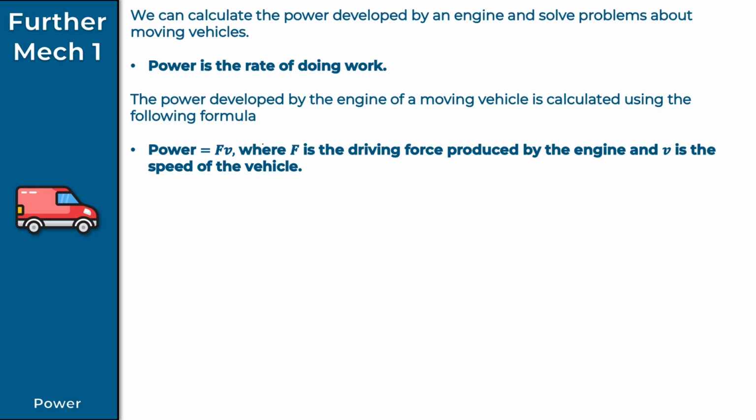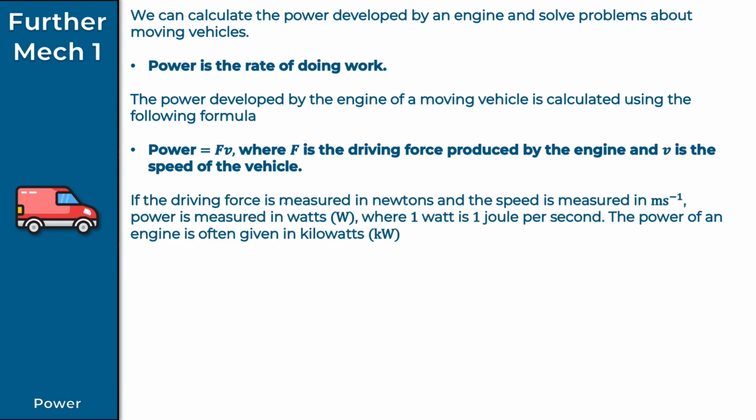So power is equal to Fv, where F is the driving force produced by the engine and V is the speed of the vehicle. And if the driving force is measured in newtons and the speed is measured in meters per second, well, power is measured in watts, where 1 watt is 1 joule per second. So in that case, then the power of an engine is often just given in kilowatts. And we give the units here as kW, where the W then is a capital letter. Okay? So in terms of an introduction here to power, we don't actually need much more than that.